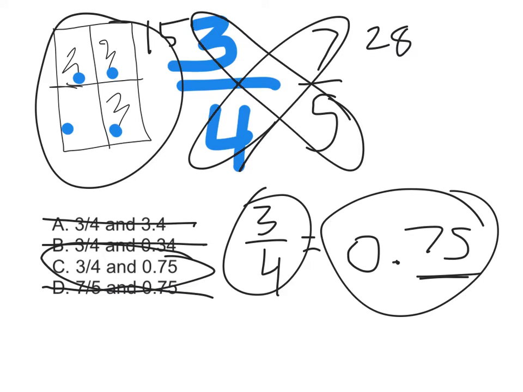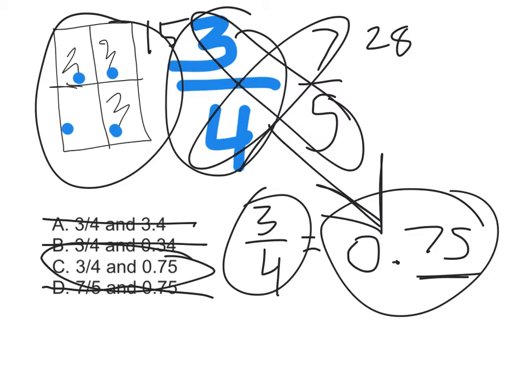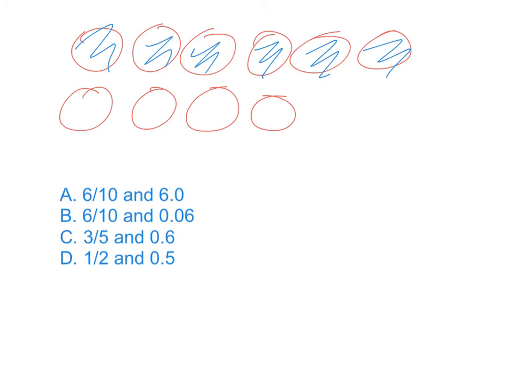So what I did was I took my fractions, checked if they were all equivalent fractions, and I was able to eliminate 7/5 because it was not equivalent. Then I moved on and I converted the fraction into a decimal, and I used a calculator just by typing in 3 divided by 4. Let's move on to your next one.